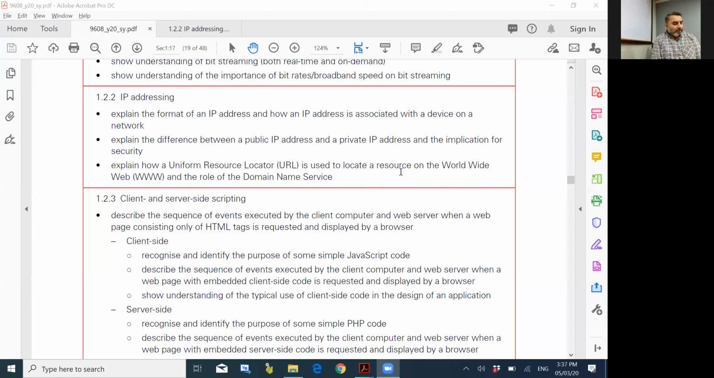It requires you to explain the format of an IP address and how an IP address is associated with a device on a network. Secondly, explain the difference between a public IP address and private IP address and the implication for the security. Thirdly, explain how a uniform resource locator is used to locate a resource on the World Wide Web and the role of domain name servers.